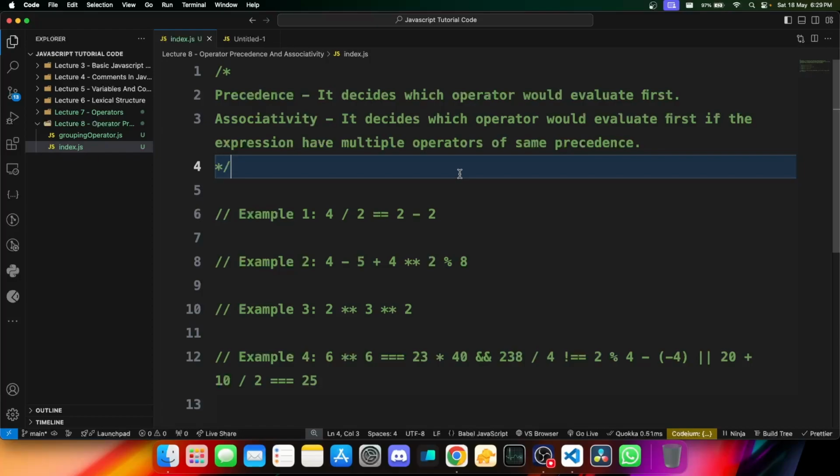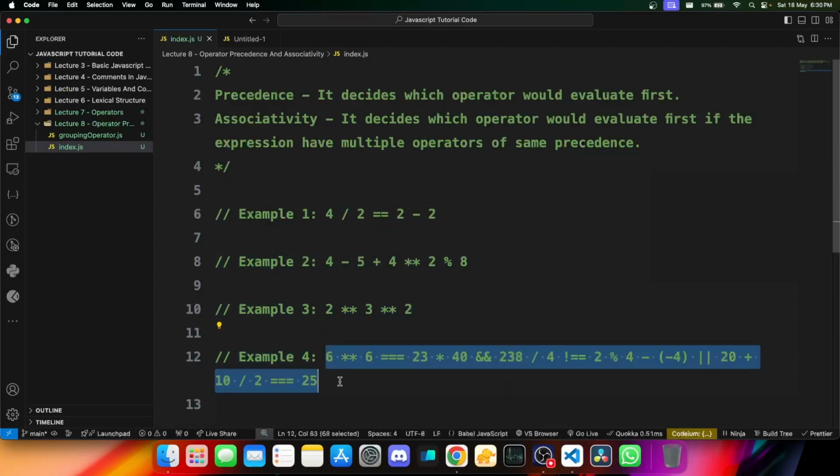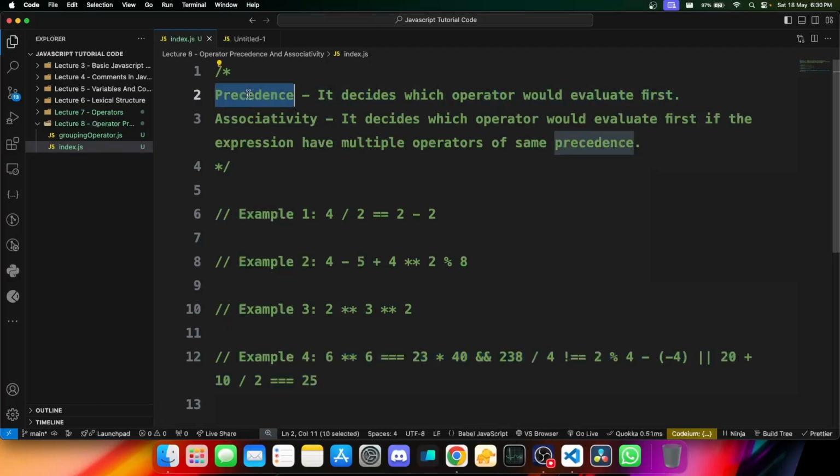So precedence and associativity basically helps you to decide if you have any complex equation. For example, this one, these four examples you can see. If you have complex equations like these, precedence and associativity helps you to decide which operator would evaluate first and which operator would evaluate later on. That's what precedence and associativity does. Now, for understanding them, let's first see their definition, and then we're gonna see some examples as well. Now, precedence, as I said, decides which operator would evaluate first.